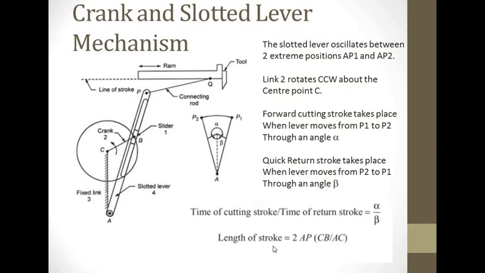Next, length of the stroke. How much length this can move depends upon 2 into AP into CB by AC. Here AP is the slotted lever length, CB is the crank length and AC is the fixed link length. So using this mechanism we can obtain the rotation of the crank to a quick return motion of the ram.